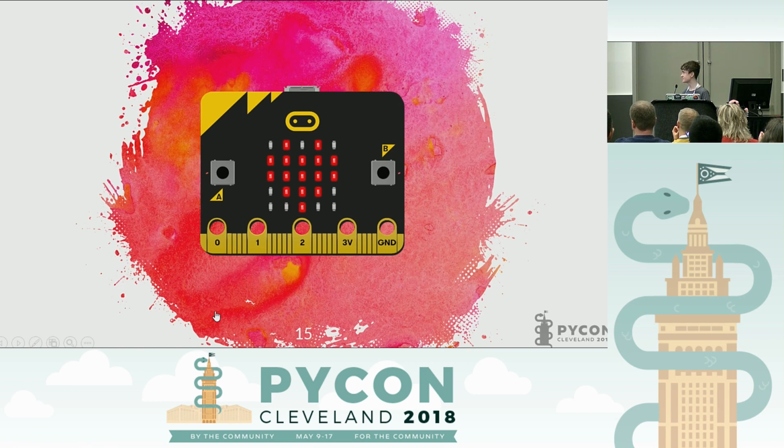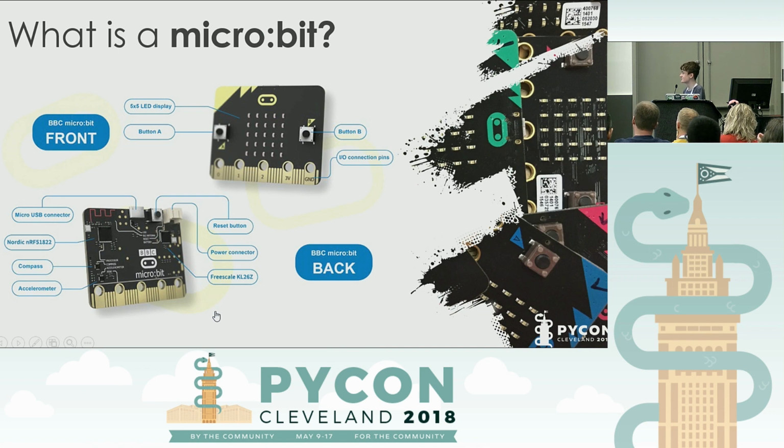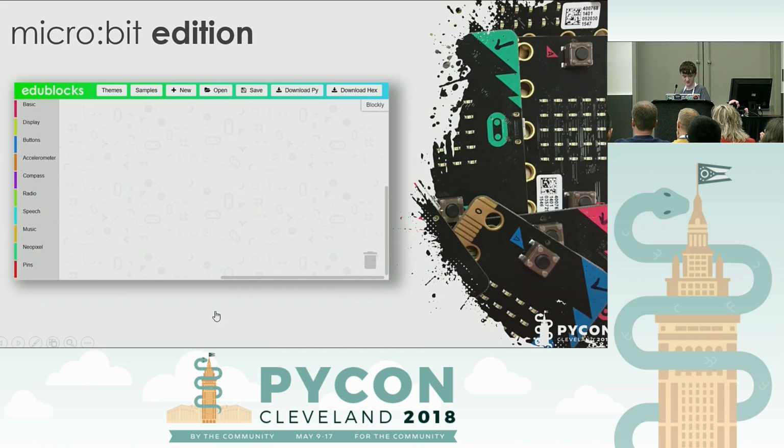So let's go on to the microbit. As I said, it was given to every 11 and 12-year-old in the UK, in 2015. A microbit has all sorts of different features. It can be programmed in MakeCode, Python, and other programming languages, and it has a 5x5 LED display. The first thing that you do with a microbit is get it to scroll your name, because that's a fun thing to do.